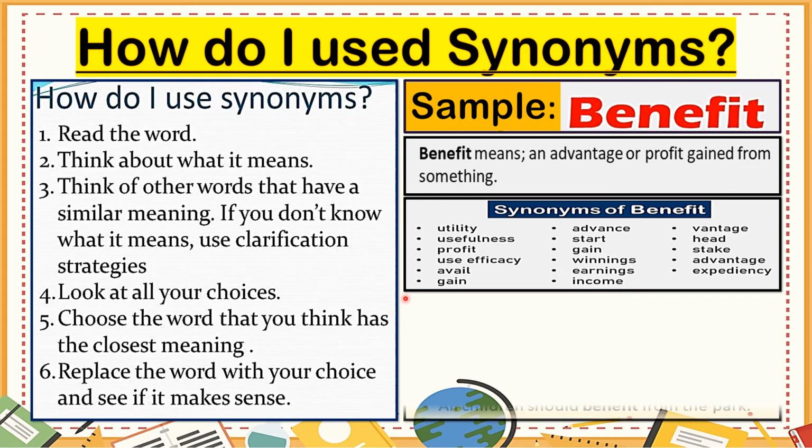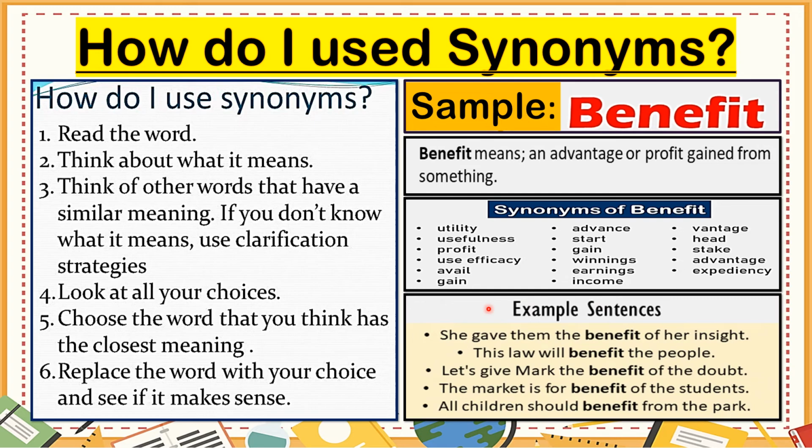So we have here some example sentences. The first one, she gave them the benefit of her insight. Next, this law will benefit the people. Third, let's give Mark the benefit of the doubt. Fourth, the market is for the benefit of the students. And the last one, all children should benefit from the park. So this is how we use synonyms.